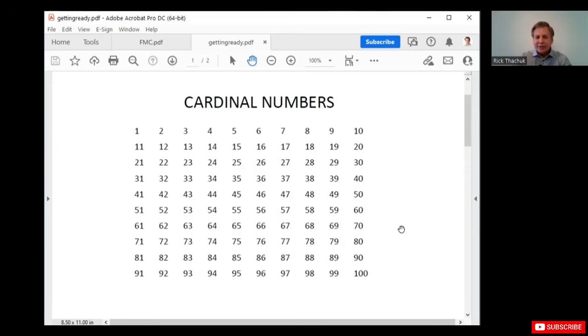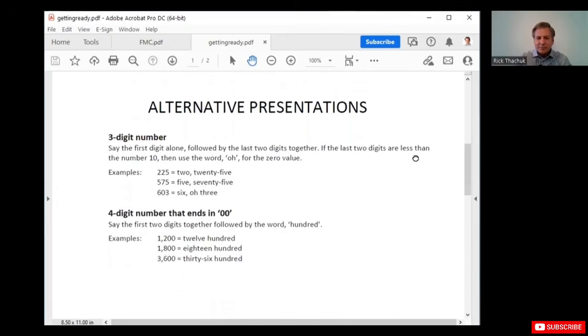Okay, let's look at something else that you'll need to know as we go through this course. Alternative presentation. Some numbers by convention are spoken a little bit differently than what you might know. We'll look at two of them here. First is a 3-digit number. So we'll say the first digit alone, followed by the last 2 digits together. If the last 2 digits are less than the number 10, then use the word O for the 0 value. So let's take a look at the examples.